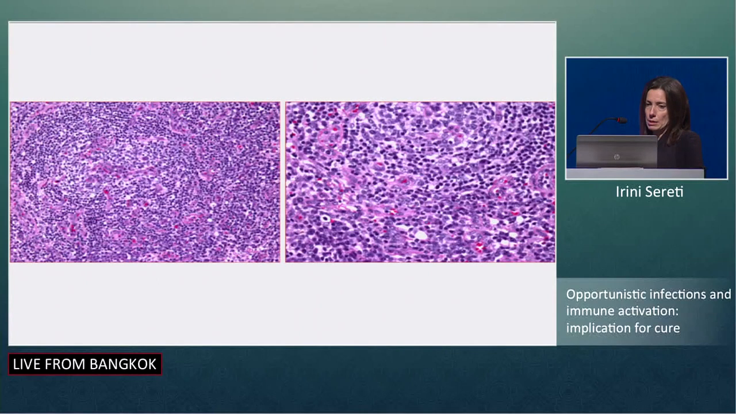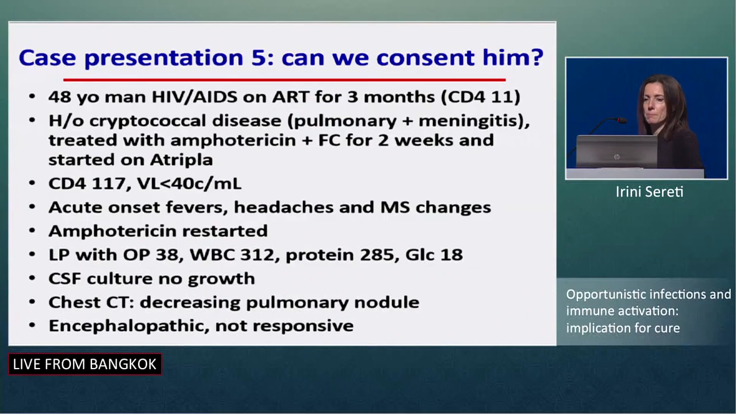So she's doing great now, and she's trying to plan her first pregnancy. So the last case that I have, the question is whether we can consent him. This was a patient where I got called when I had opened my most recent IRIS protocol, and they wanted to send him to me, and I was wondering if he would be consentable when he arrived to us. So he was 48 years old. He had already been on therapy for 3 months. He had started antiretroviral therapy with a CD4 of 11 and with cryptococcal disease, both pulmonary and meningitis.